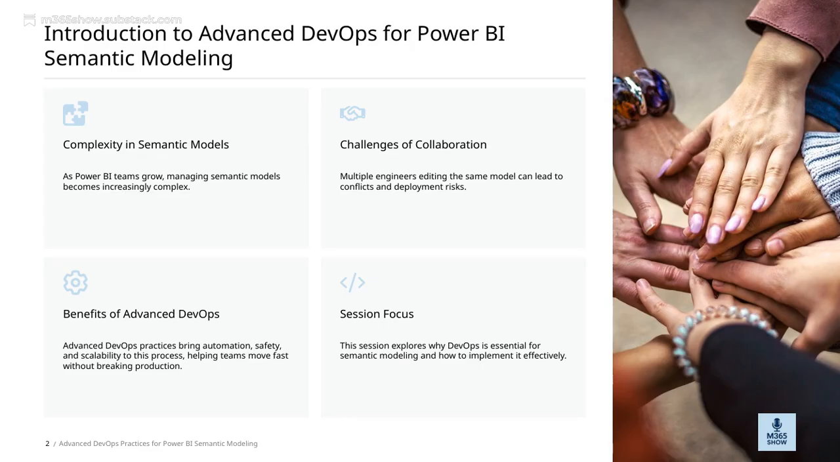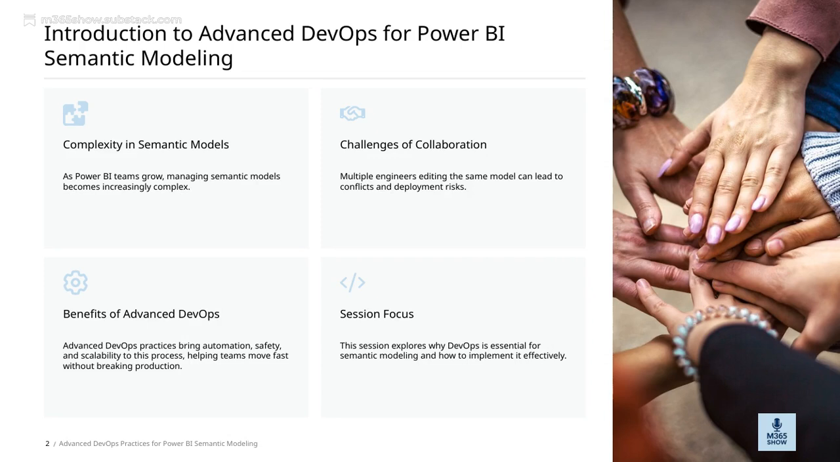Here, we'll explore why DevOps is so crucial in this space and how you can implement it effectively. As teams work with semantic models, automation, safety, and scalability become vital to keep everything running smoothly. Advanced DevOps helps us accelerate development without risking the stability of our production environment.